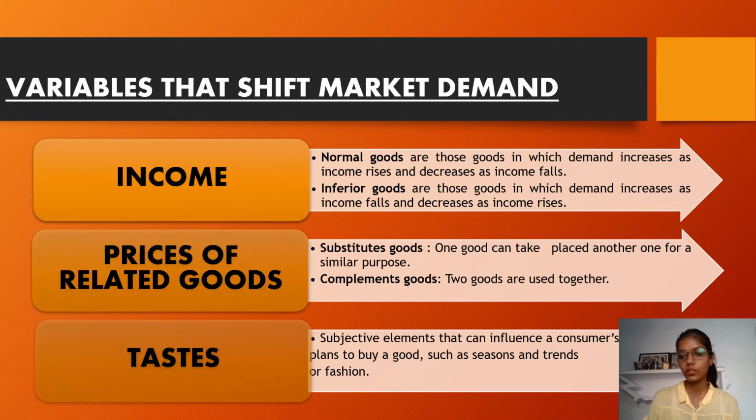While inferior goods are those in which demand increases as income falls, and demand decreases as income increases.